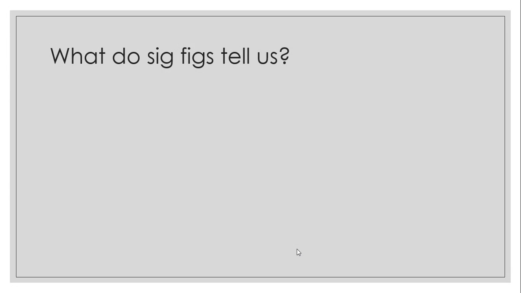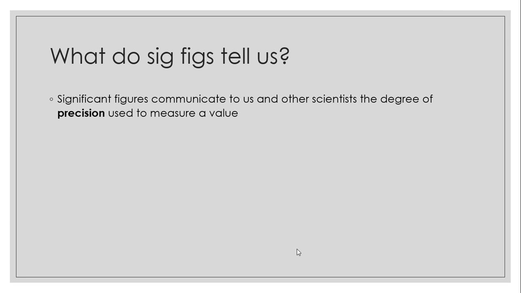So what is the point? That's kind of the big question on students' minds. Why do we care what numbers are significant? Well, significant figures communicate to us and other scientists the degree of precision used to measure a value. Precision is just saying, how exact were your measurements? Precision is the exactness of a measurement or a number value.